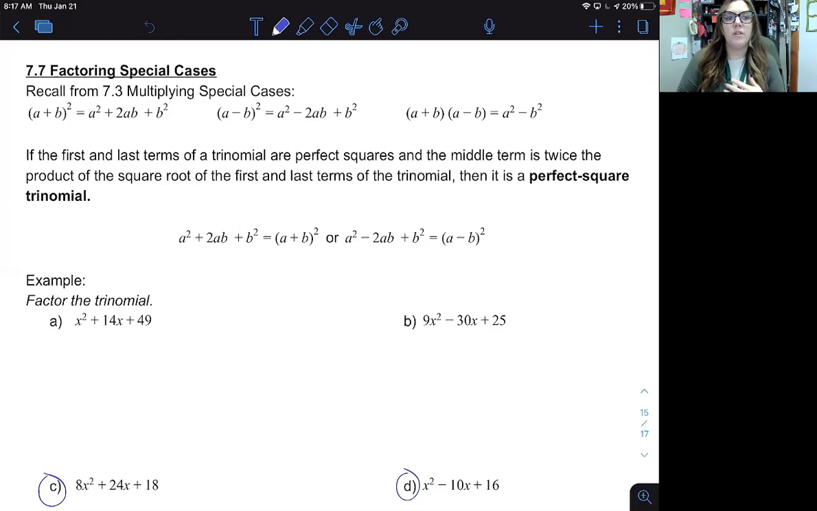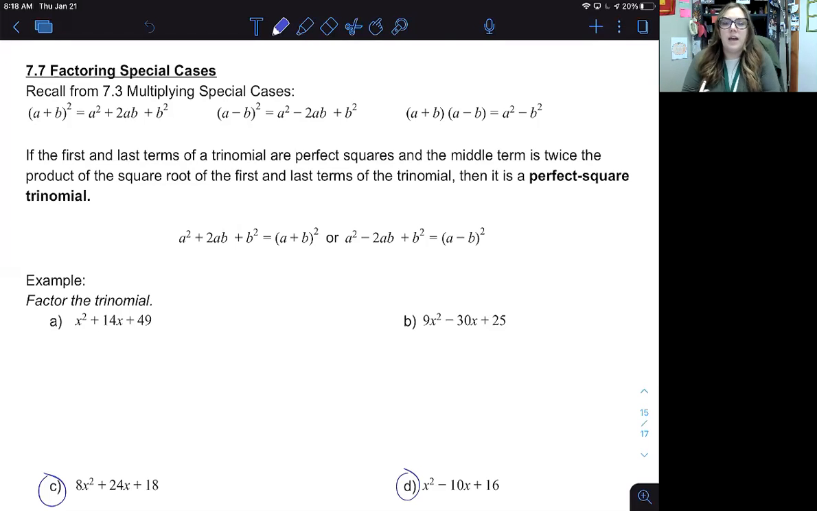All right, so today we're going to look at our last way of factoring trinomials and binomials. So we're going to be looking at factoring our special cases. So recall from 7.3, when we were multiplying special cases, we could do a plus b quantity squared and jump straight to a squared plus 2ab plus b squared. And then the same thing if we have the quantity a minus b squared. It gives us a squared minus 2ab plus b squared.